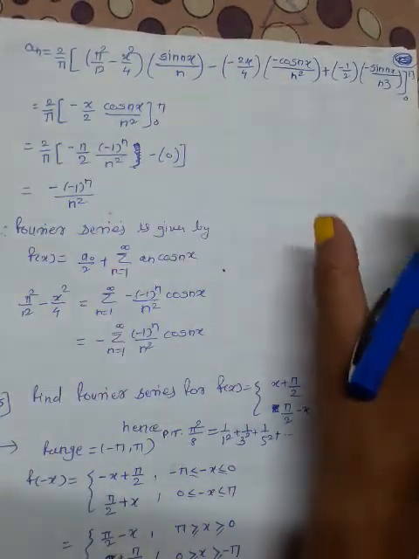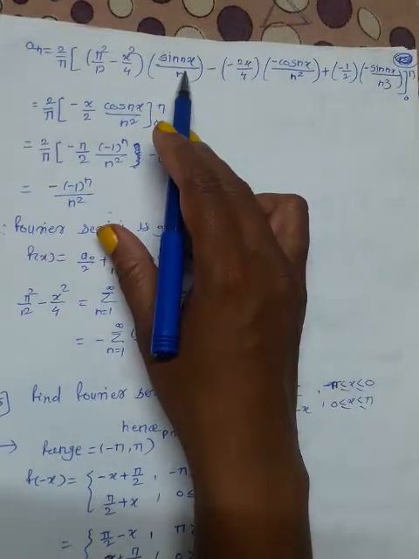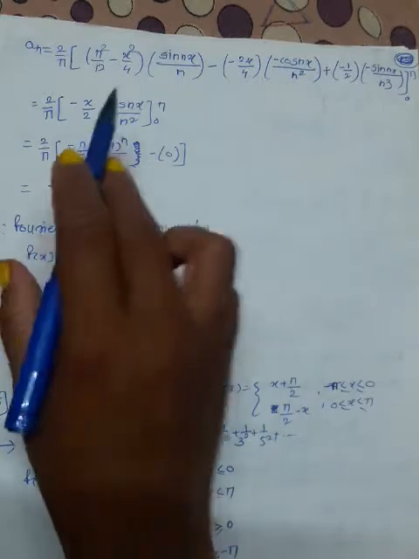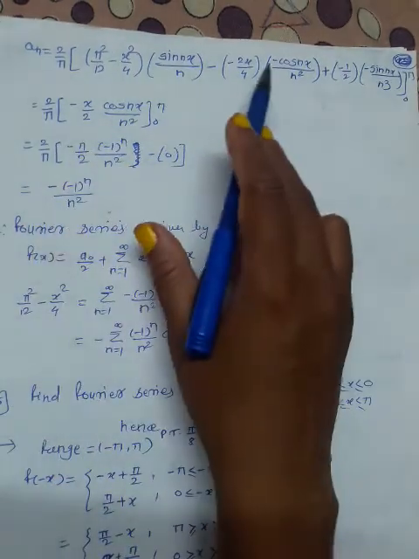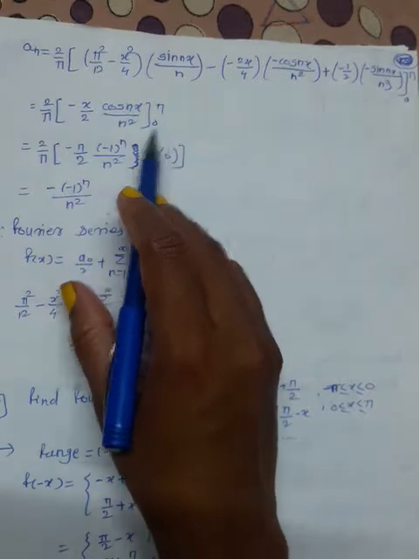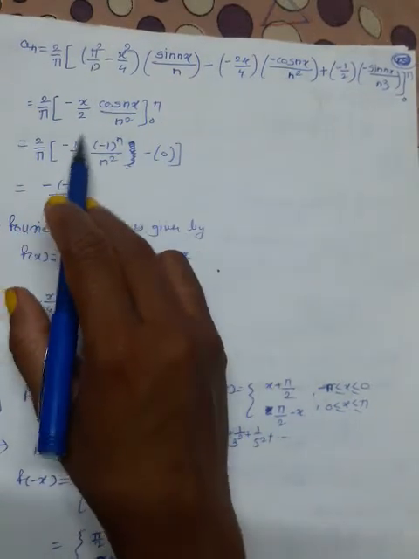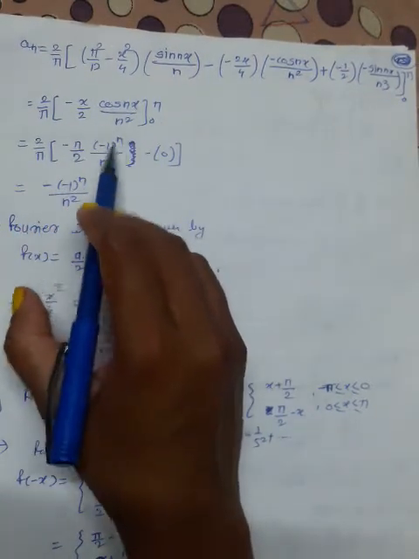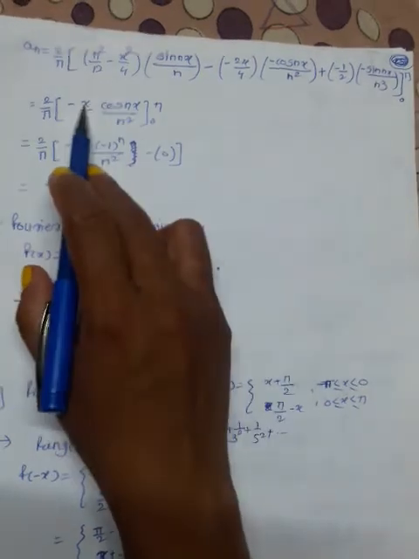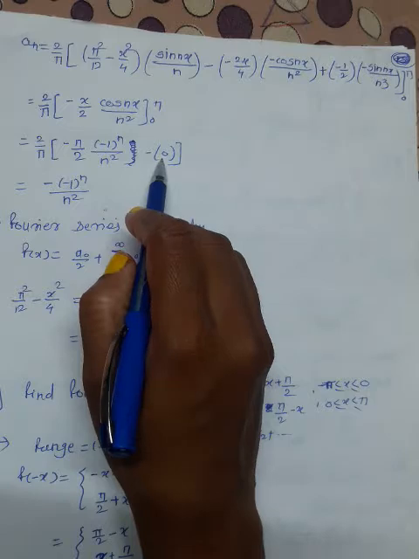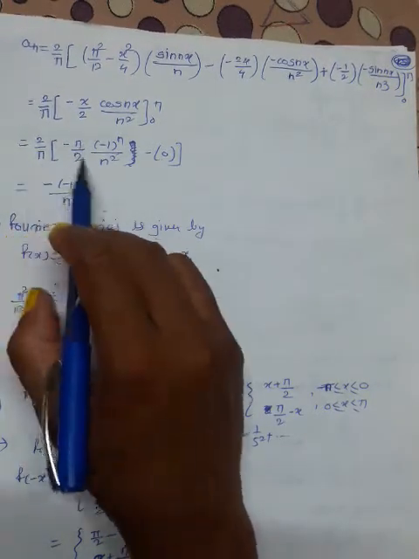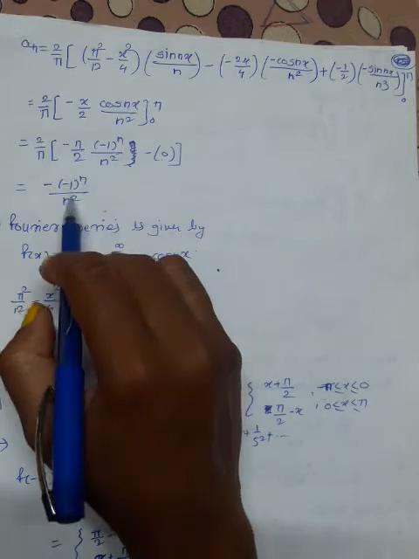Okay, now put the lower and upper limits, the sine term gets cancelled. Therefore we are concentrating on this term only. Minus x by 2, cos nx upon n square, 0 to pi. Put the upper limit first: minus pi by 2, cos of n pi is minus 1 raised to n upon n square, minus lower limit is 0. By putting x equal to 0, 0 into anything is 0. Therefore the 2 gets cancelled, the pi gets cancelled, and it becomes minus 1 raised to n upon n square.